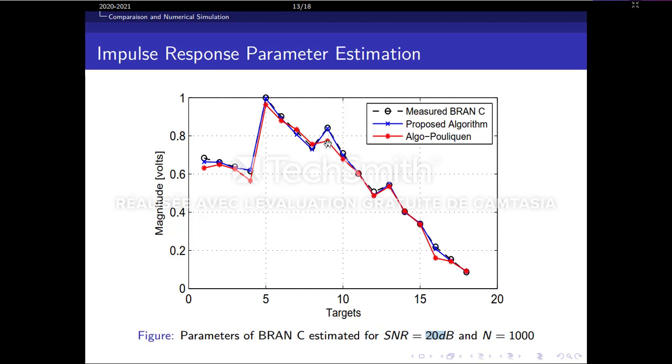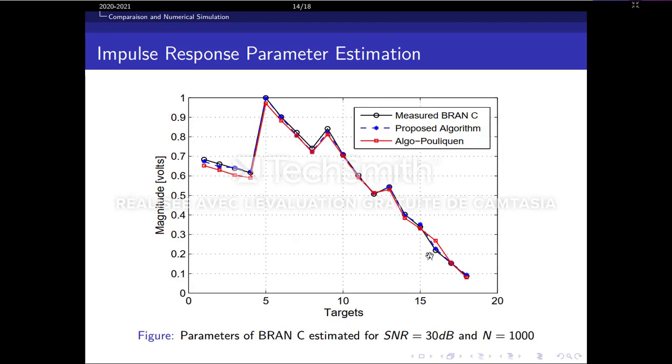And in figure number 3, we present the estimation of the channel impulse response using both algorithms for a data length equal to 1000 and for an SNR equal to 30 decibels. From this result, we note that the estimated amplitude has the same form as the measured data, and the impulse response parameters are estimated with high performance using the proposed algorithm. For the polynomial algorithm, we have a difference in some path delays, for example, in the first four paths.